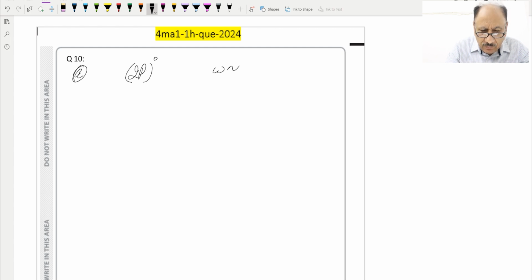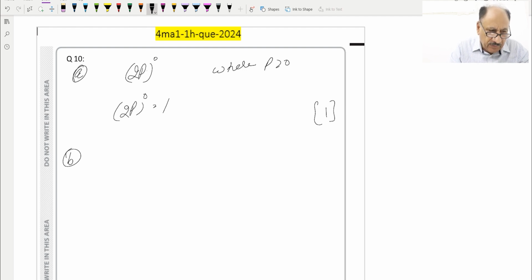where p is greater than 0. So we know that anything raised to the power 0 will be 1. So we can write this as 1. So this will be our final answer for 1 mark.